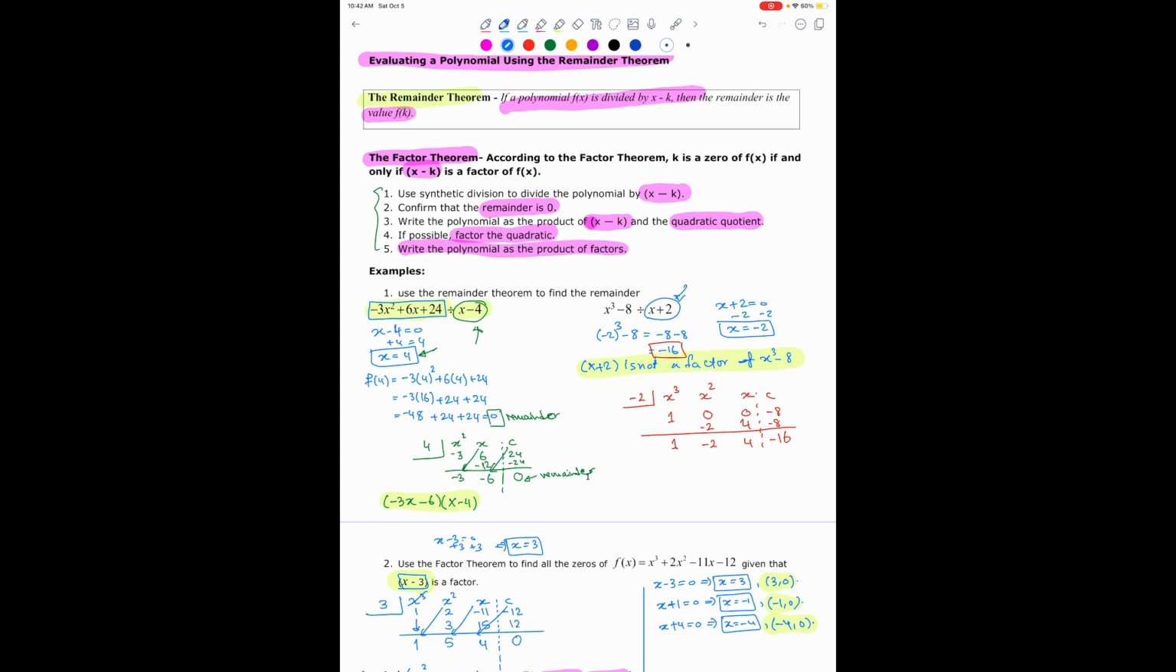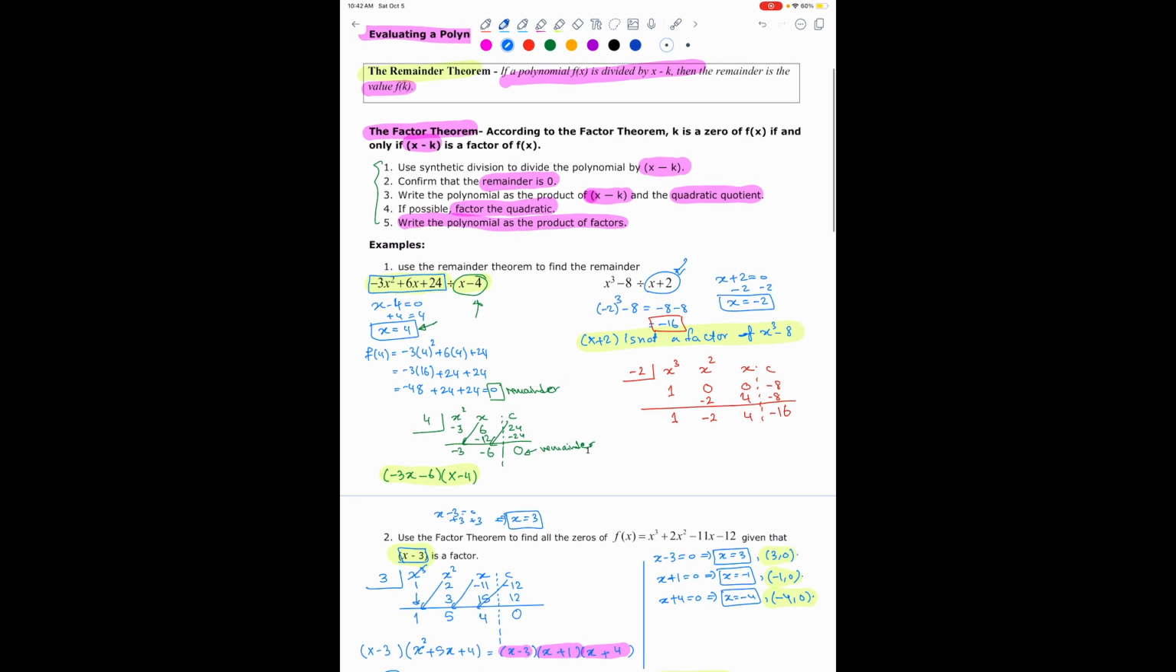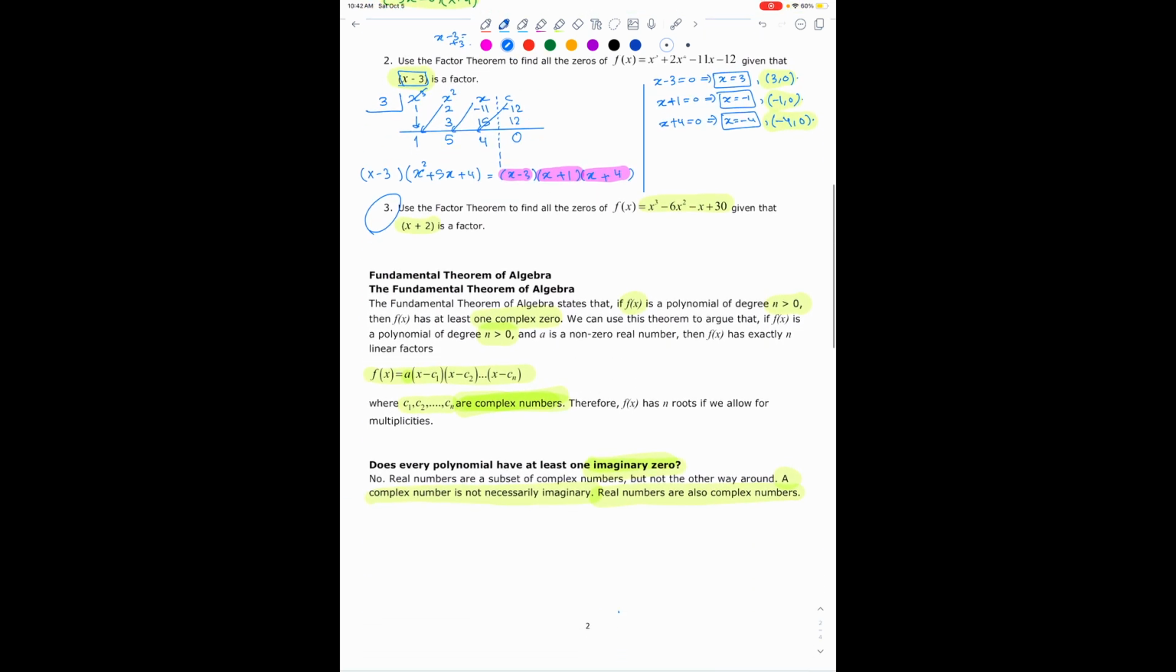Then we learned that with the factor theorem, given a factor, so when we find our first factor, we can use long division or synthetic division and confirm that the remainder is 0. And then we can use the rest of the steps, writing the divisor times the quadratic quotient and then factoring the quadratic quotient to fully factor the given polynomial and then finding the zeros that way. So we're going to use those two theorems together in order to understand what we're doing.